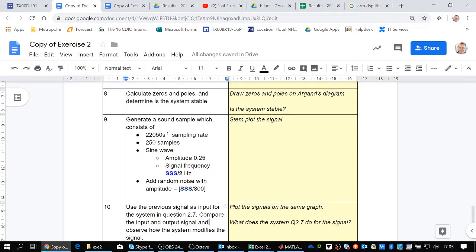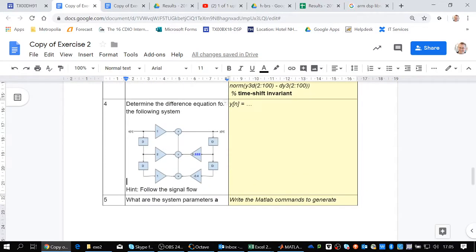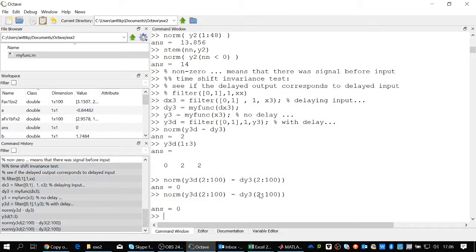And then do the A's and B's for the following system, zeros and poles, or else a sound sample and comparing input and output. Wow, this is a lot of fun. Let me show some parts of it. I will start from the difference equation.